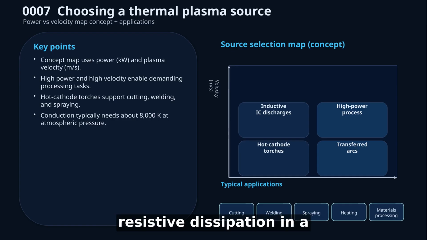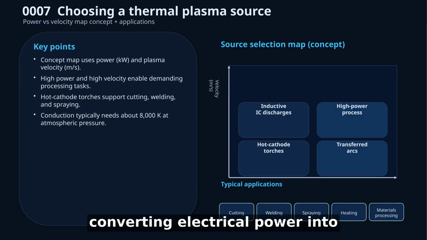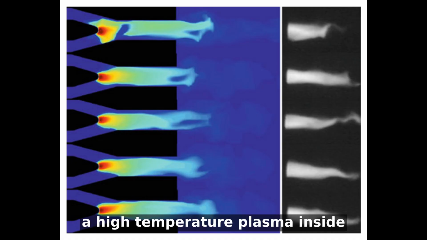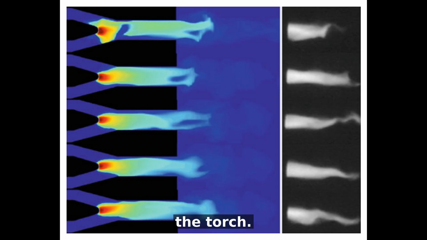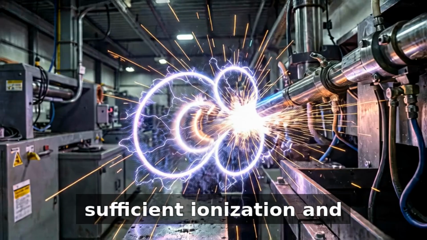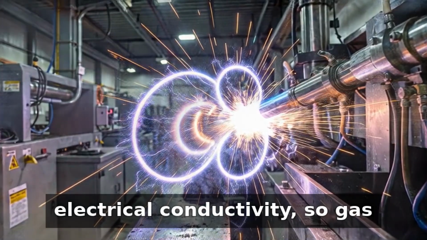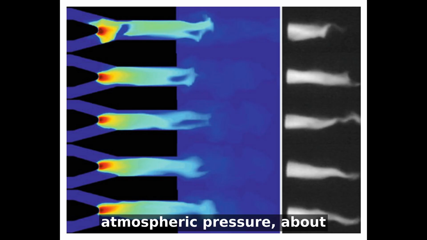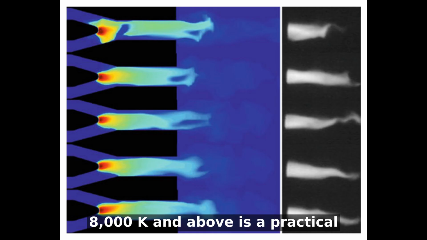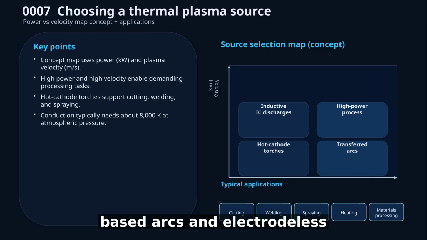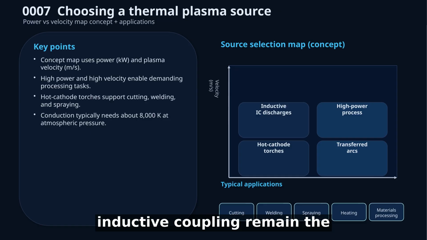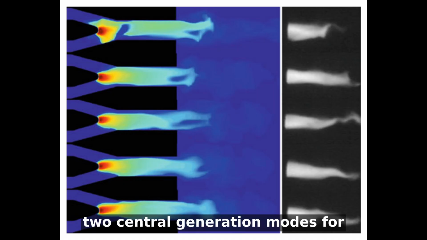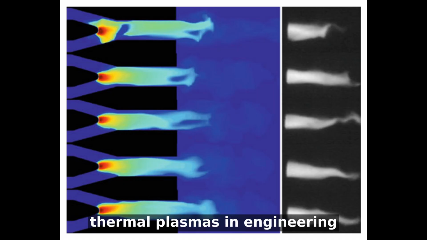The governing mechanism is resistive dissipation in a partially ionized gas, converting electrical power into a high-temperature plasma inside the torch. Stable current flow requires sufficient ionization and electrical conductivity, so gas temperature must be high enough to sustain conduction. For most plasma-forming gases at atmospheric pressure, about 8,000 K and above is a practical threshold for strong conduction. Across these sources, electrode-based arcs and electrodeless inductive coupling remain the two central generation modes for thermal plasmas in engineering practice.